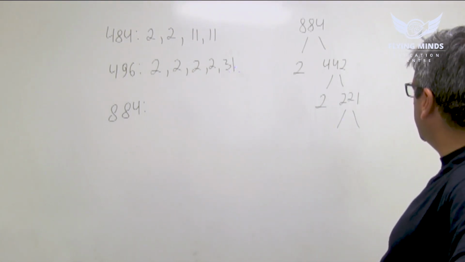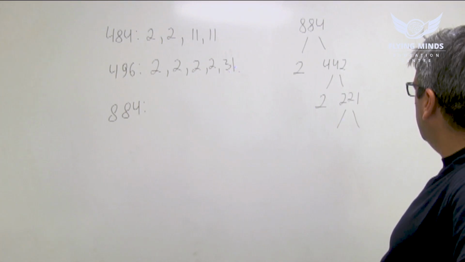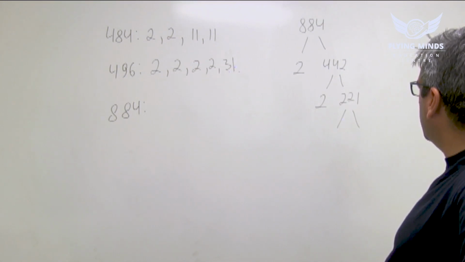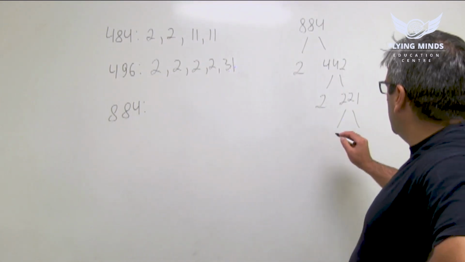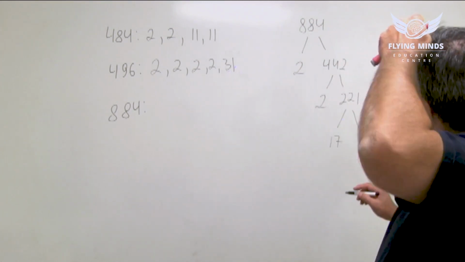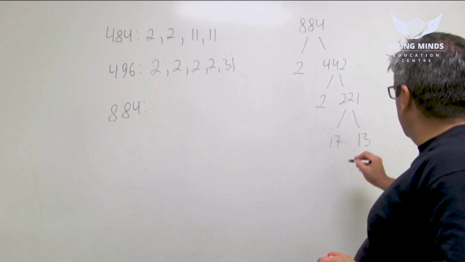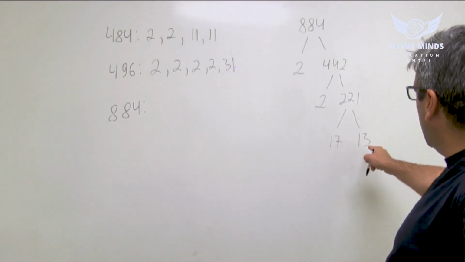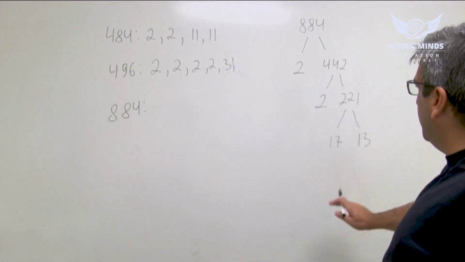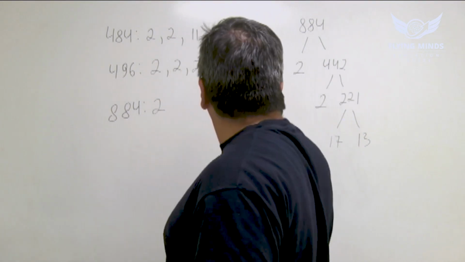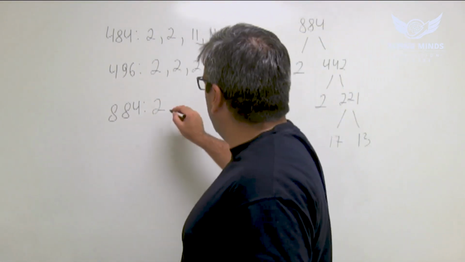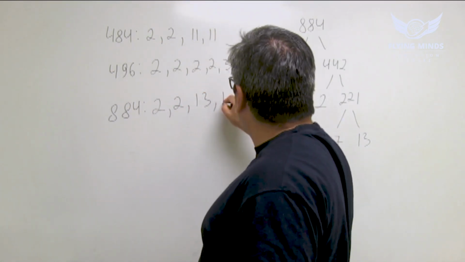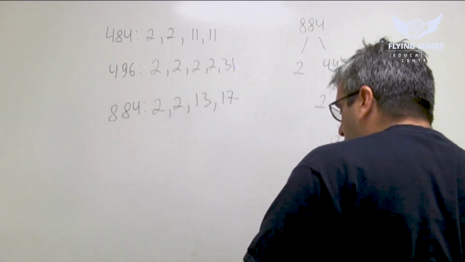So if we take 17, so it will be 17, 10, 15. So it should be 17 and 13. Is it right? So 170, 17 times 3 is 51. Yeah, so 17 and 13. And then for 884, it will be 2, 2, 13, and 17. So we listed our prime factors.